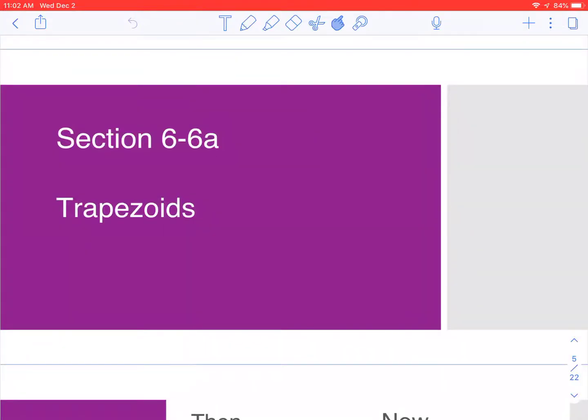Now we are done with parallelograms. We're going to be doing two quadrilateral shapes that have different properties. And the first one of those today is trapezoids.